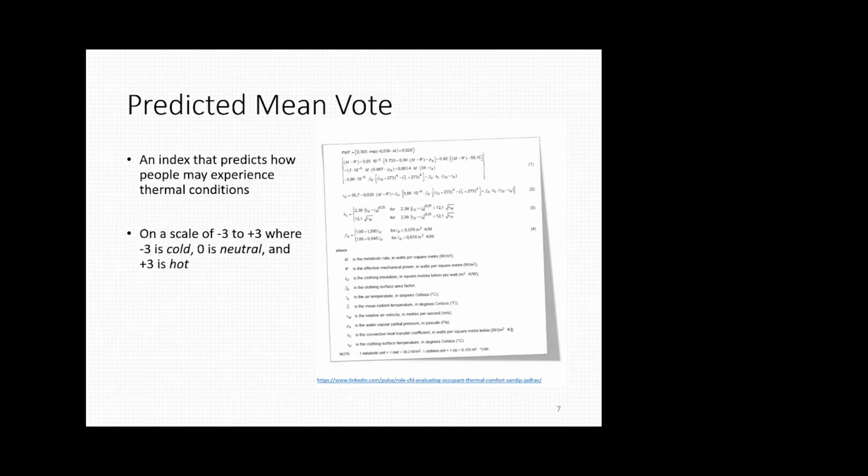The predicted mean vote is then incorporated into something called the percentage of dissatisfied occupants. To have a good design, engineers want their PPD, their percentage of dissatisfied occupants, to be less than 10. So you're trying to design for thermal comfort for, ideally, over 90% of the people in a building most of the time. There are always going to be people that are uncomfortable, though.